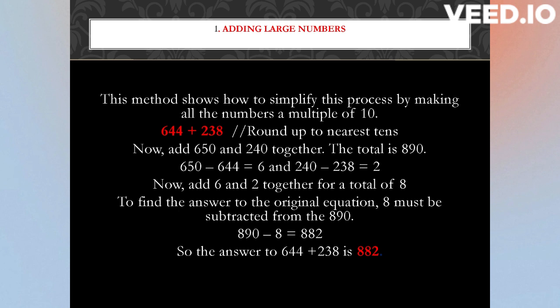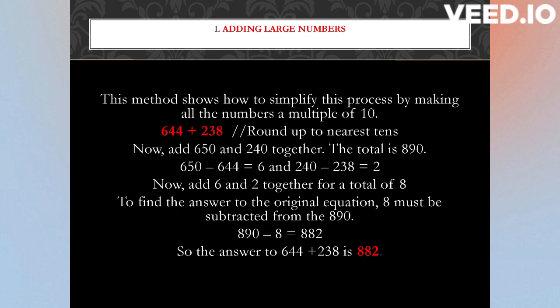Now, to find the answer of the original equation, 644 plus 238: when you added 650 and 240, you got 890, right? So you have to subtract this 8 from that number. 890 minus 8 is 882. So this is the answer of 644 plus 238.